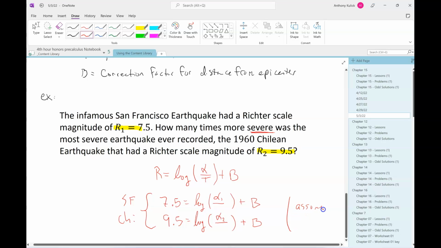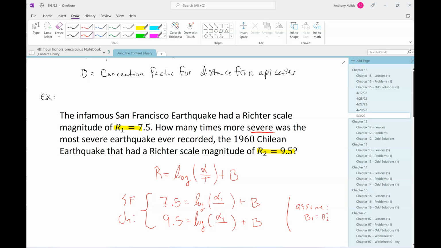Since I'm looking at a Richter scale measurement already, I can just assume that B1 is equal to B2. I'm just going to call them both B since they're the same. Is that all right?